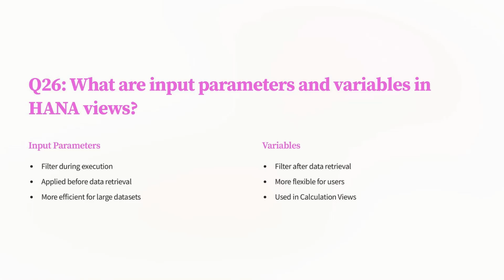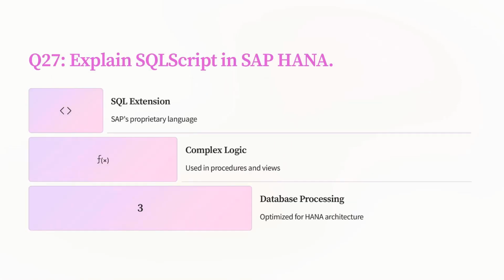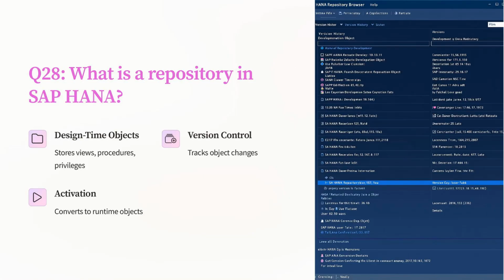26. What are input parameters and variables in HANA views? Input parameters are used to filter data during execution, while variables are used for filtering after data retrieval in calculation views. 27. Explain SQLScript in SAP HANA. SQLScript is SAP HANA's proprietary extension of SQL used for complex logic, procedures, and calculation views. 28. What is a repository in SAP HANA? The repository stores versions of design time objects like views, procedures, and analytic privileges. It supports version control and activation.